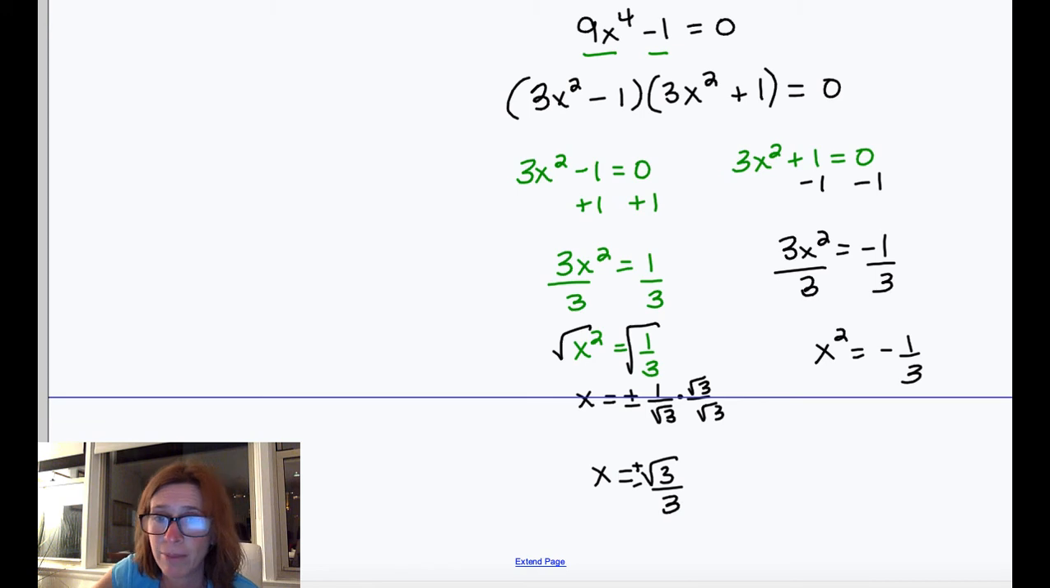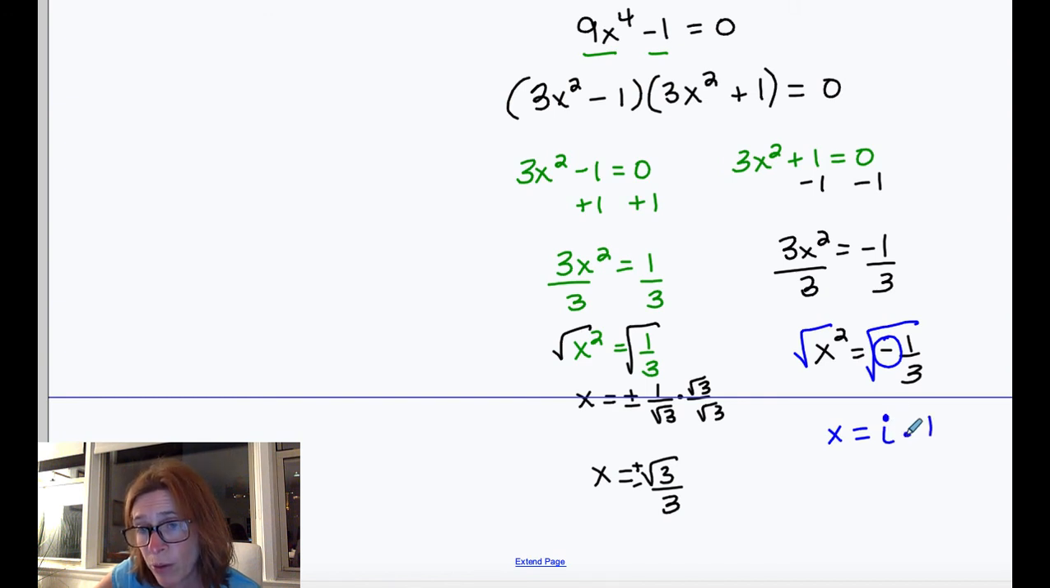Now this one, when I take the square root of both sides, I'm going to get x equals, negative under a square root, out comes an i, and I get times 1 over root 3 rationalized. So it's going to be i root 3 over 3. And again, we'd have a plus or minus.